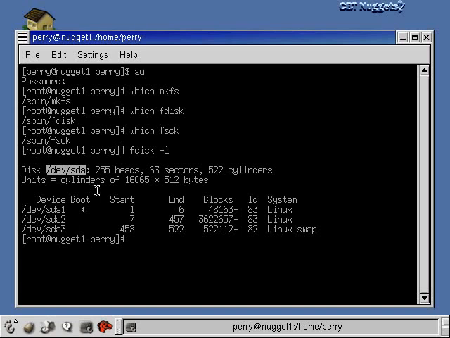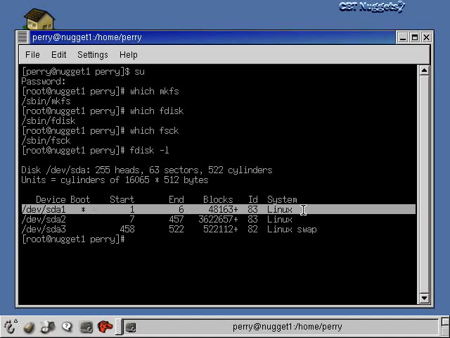Now, looking at this thing here, we can see down below, these three things, these are the three partitions on our sda disk. It's sda1, sda2, and sda3. The first partition here is the boot partition, and you can tell it's the boot partition because it has an asterisk in the boot column.